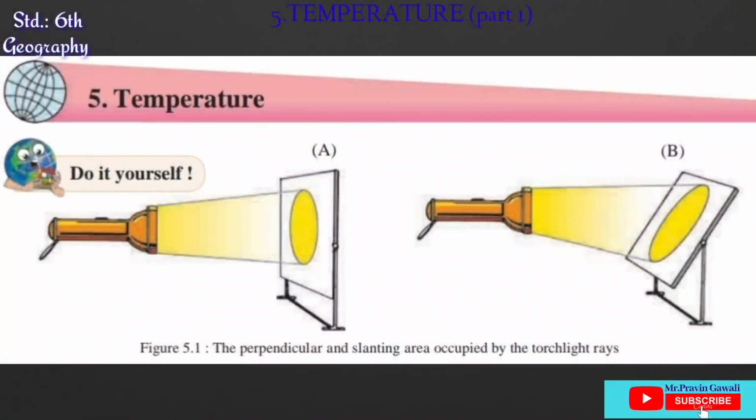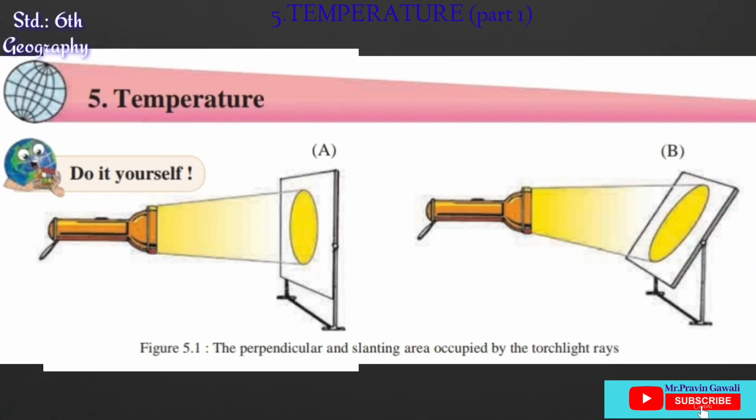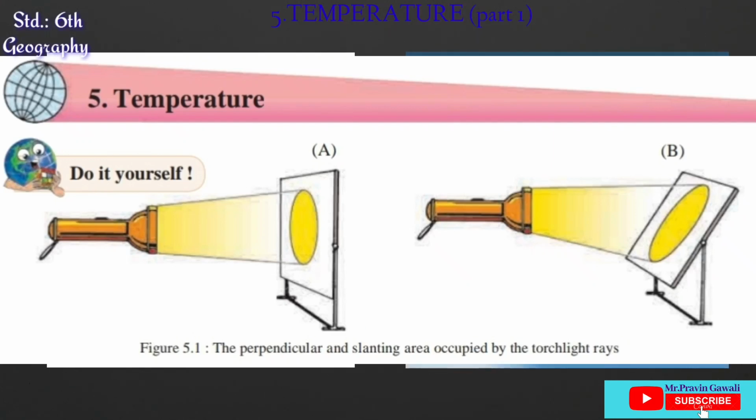Very good. So without wasting time, let's get started. Students, today we are going to study about temperature. First of all, we will do an experiment. To do the experiment, we will require a white cardboard and a torch. Students, right now I don't have a torch, but I am using the torch of my mobile.